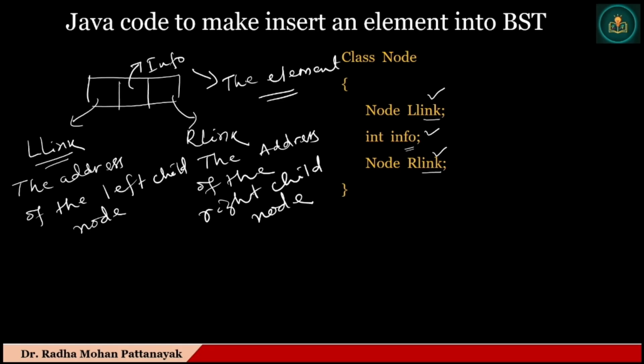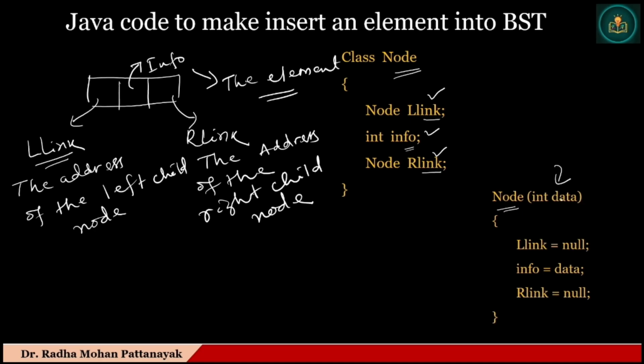For this purpose, we will take a constructor. Since I have declared the class as Node type, I took the constructor name as Node and I took a parameter, int data. What is int data? Whatever data you pass as the parameter value, that data we will insert into the tree. See here, I made the left link part null, the information part data, and the right link part null. If you execute this, it will create a node like this. It makes the left link part null and the right link part null, and in the information part it keeps the item. For example, if you want to store 5, then 5 will be stored inside the information part.